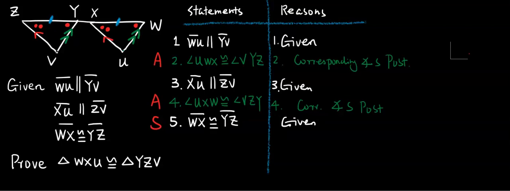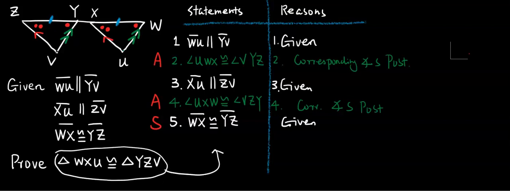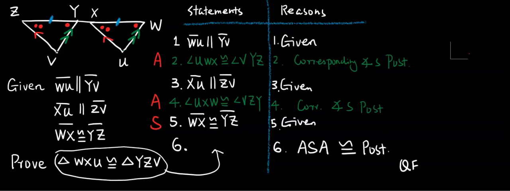Angle, side, angle. Now we can copy down the last one here and write this as your 6. And then this is a 5, this is a 6. For 6, I can say we finished proving these two triangles congruent by using the angle, side, angle triangle congruence postulate. We are done here.